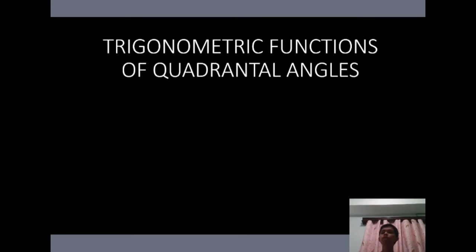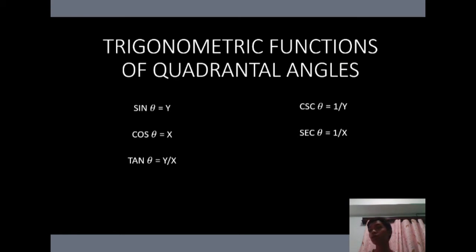The trigonometric functions of quadrantal angles are sine theta, which is equal to y, cosine theta, which is equal to x, tangent theta, which is equal to y over x. The reciprocals: cosecant theta, which is equal to 1 over y, secant theta, which is equal to 1 over x, and cotangent theta, which is equal to x over y.